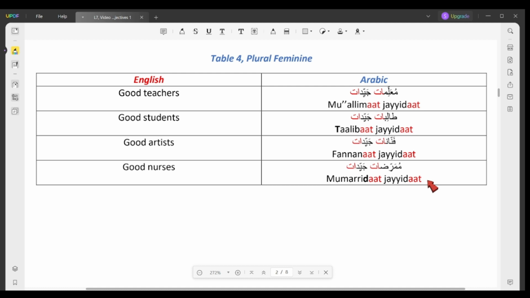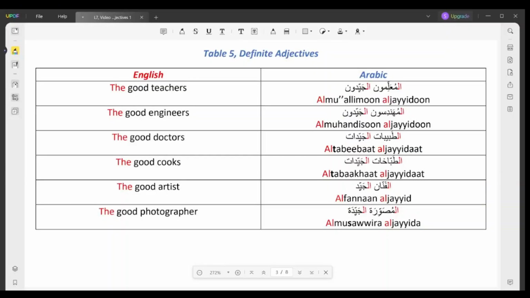Okay, now let's move on to table 5 to see how definite adjectives work. Number 1, the good teachers. المعلمون الجيدون. If we look at المعلمون الجيدون, what we realize is that our adjective has al at the beginning of it to match the word المعلمون, which also has an al at the beginning.